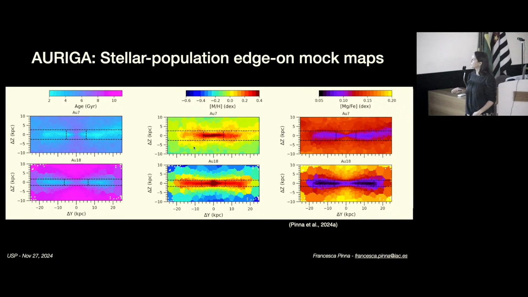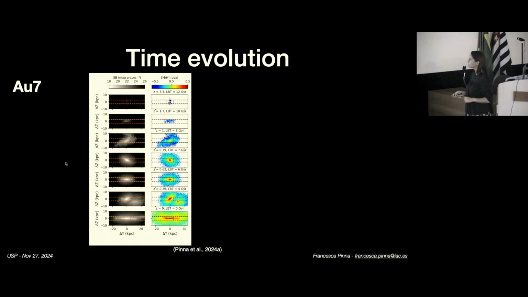So in the top panels, we have AU7, which is a galaxy with a relatively young thick disk, and another galaxy, AU18, which has the prototypical thick disk with old, metal-poor, and alpha-enhanced stars. So in simulations, we have the opportunity to analyze the properties, but also to go back in time and understand a little bit better how we got these properties. So what is the process that led to these stellar population properties?